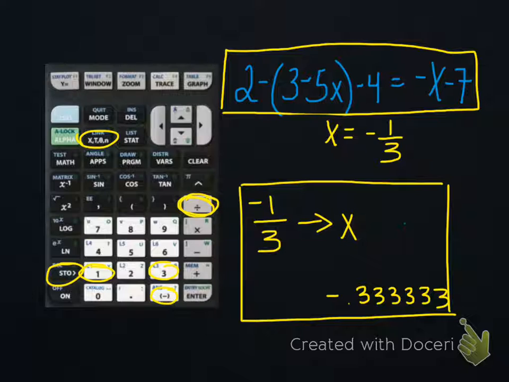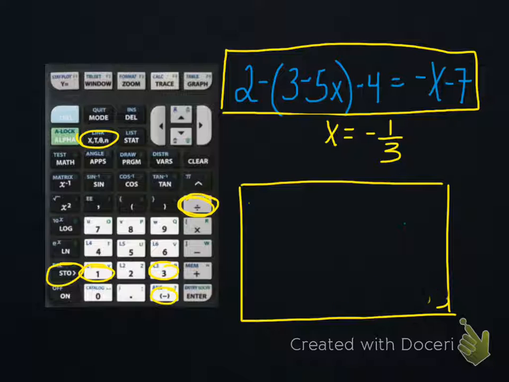We do -1 divided by 3, store x, enter, and it tells us the value of 1/3 in a decimal form. Great. Now, you don't have to clear, I do. We're going to type in the left side. That's a lot to type. So you want to be very careful with the graphing calculator and the negatives and the minuses.